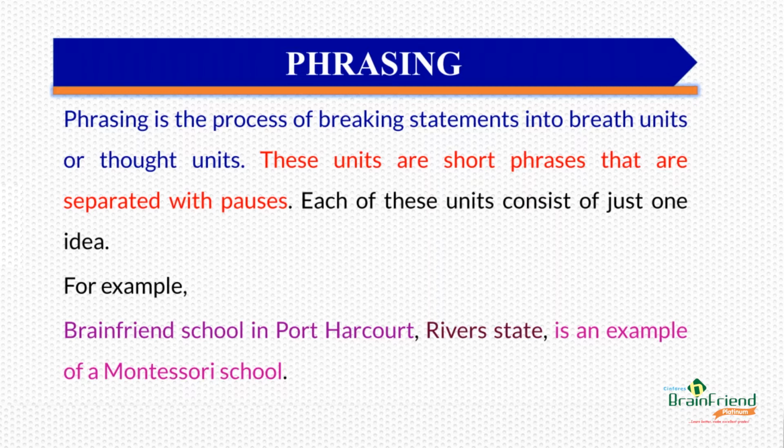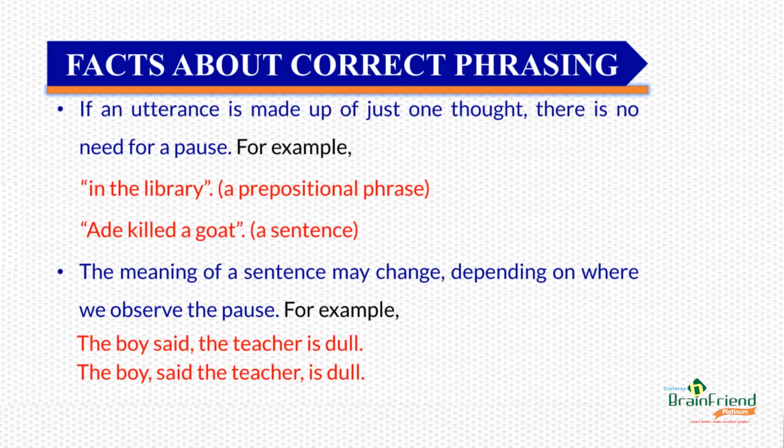Now, let's take a look at an example. Brainfriend School in Port Harcourt, Rivers State, is an example of a Montessori school. You notice that after Port Harcourt, there was a pause, and after Rivers State, there was also a pause. Brainfriend School in Port Harcourt is a breath unit, same as Rivers State, and is an example of a Montessori school.